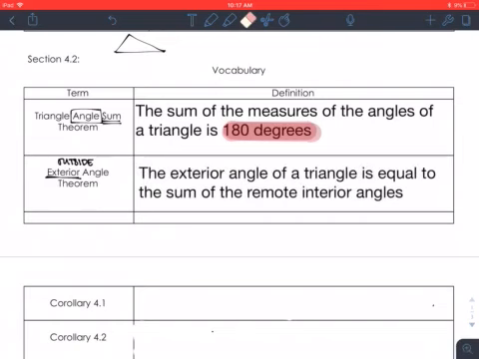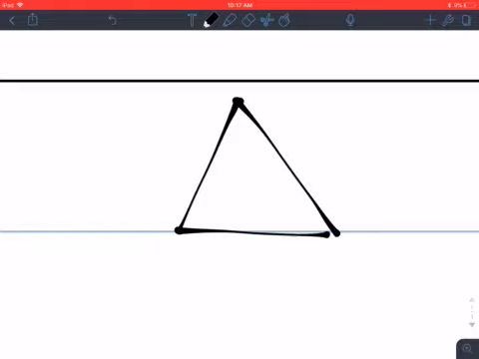So, the exterior angle theorem says that the exterior angle of a triangle, so a triangle on the outside, is equal to the sum of the two remote interior angles. This right here is the term that we don't know. And so in order to show you what I mean, I'm going to draw a picture, and I'm going to come down below here. And so I'm going to start by drawing a triangle, okay?